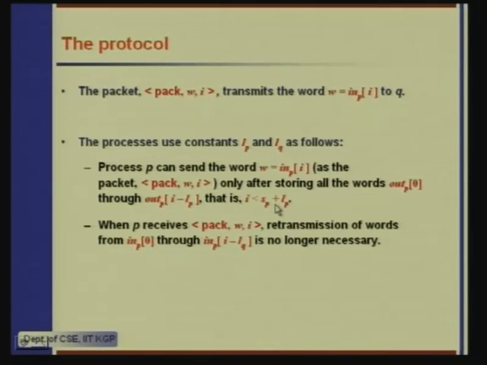Why? Because SP is the minimum numbered word which has not yet been received, right. So, you will only allow a word i to be sent if all words from out p 0 through out p i minus LP are already there, right. What is the maximum value that this i can take?